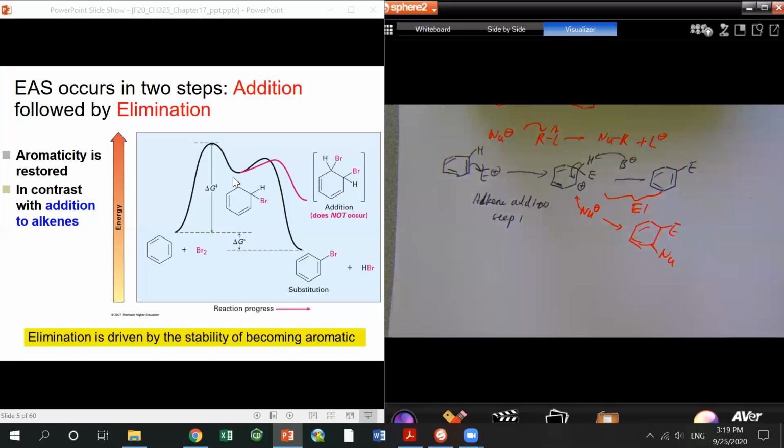If it's an addition product, we would get a conjugated diene. But if you give a substitution product, you restore aromaticity. That product is much more stable than the addition product. So that's why it goes first addition and then elimination, eventually giving the substitution product. The reason is driven by the stability of aromatic compounds; if the compound won't be aromatic, it won't be stable.